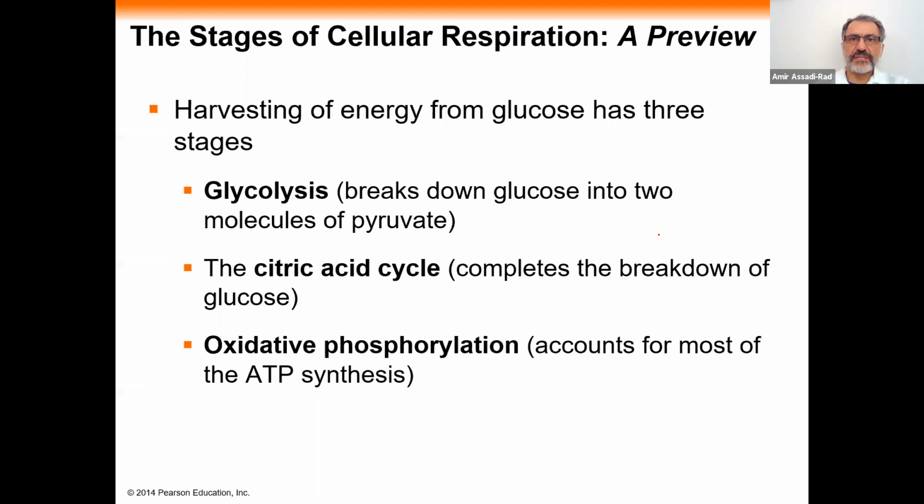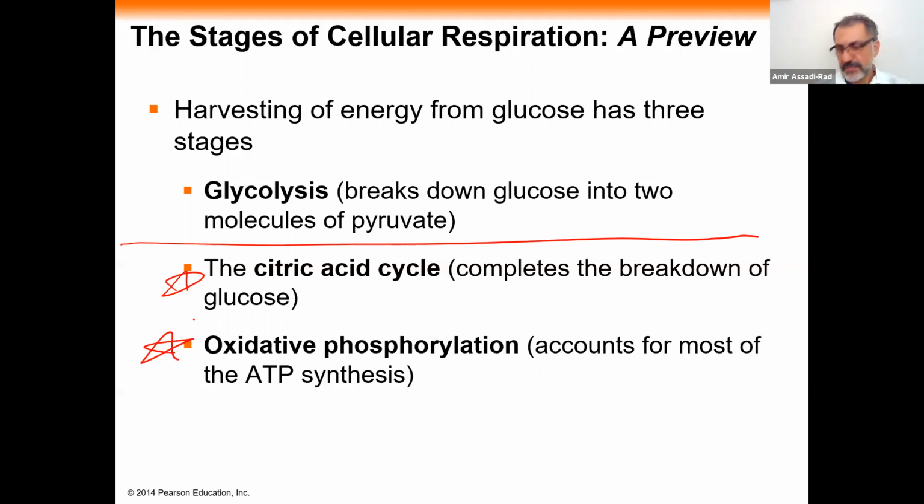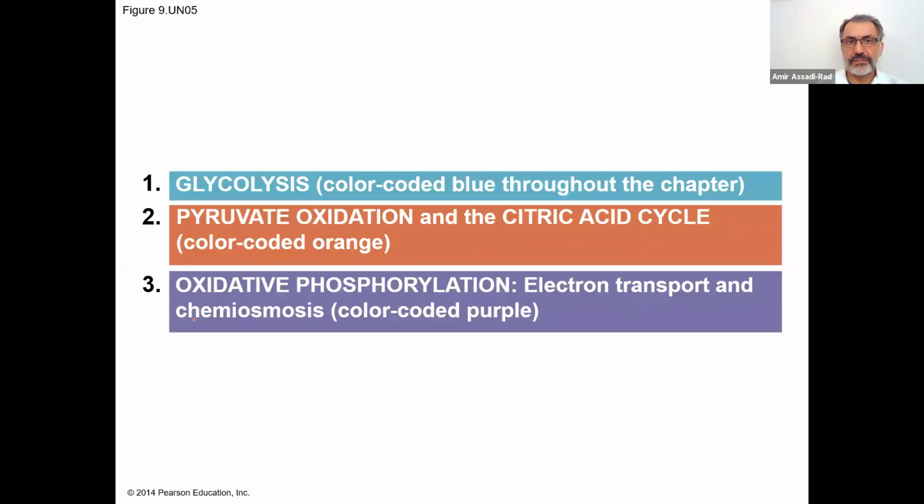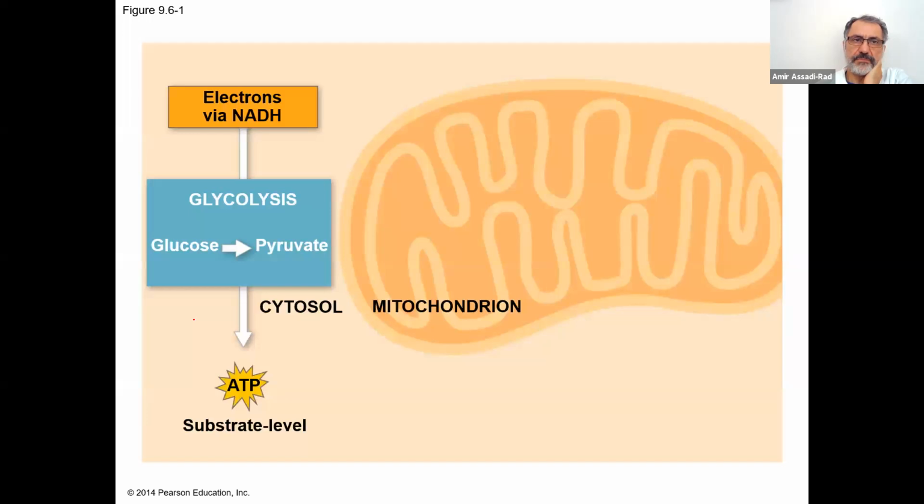So the stages of cellular respiration, a harvesting of energy from glucose, has 3 stages. We'll talk about this. After this, I explained these two for next lecture, but let's talk about glycolysis and we stop. Glycolysis is the breakdown of a glucose molecule into 2 molecules of pyruvate. Your textbook shows glycolysis in light blue, pyruvate in orange, and oxidative phosphorylation, the electron transport chain, in purple.